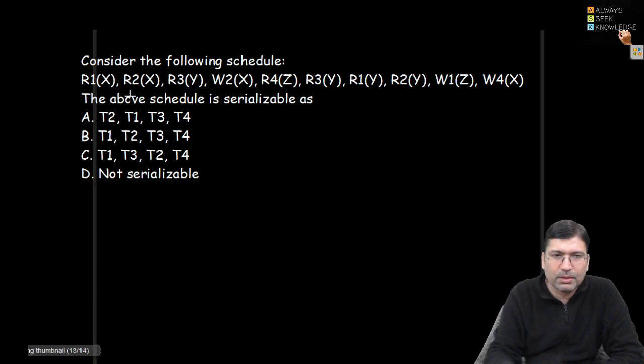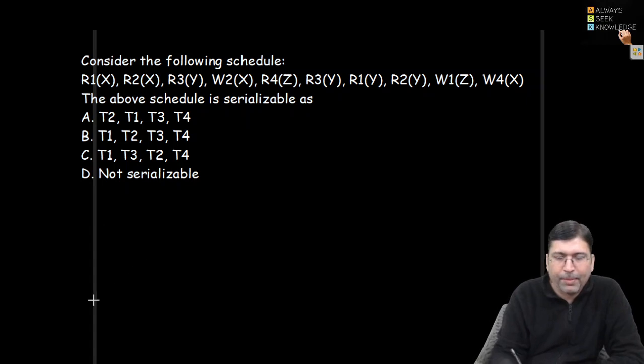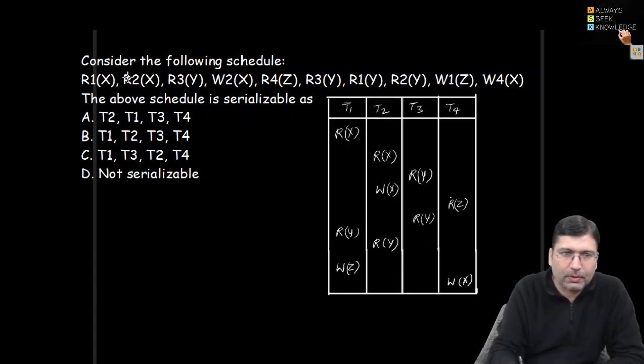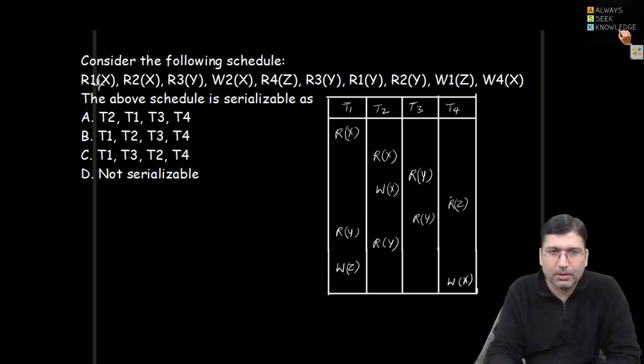Let's solve the next question. Consider the following schedule, given like this. The above schedule is serializable as. You need to find out the sequence. So let's do it quick. So the given schedule can be written like this in a sequence.